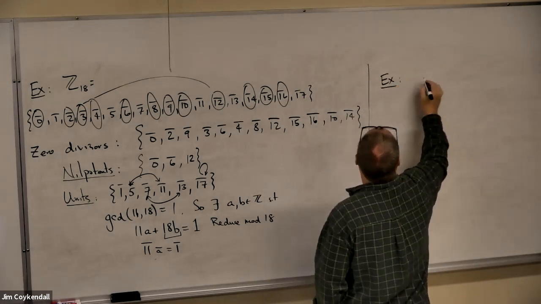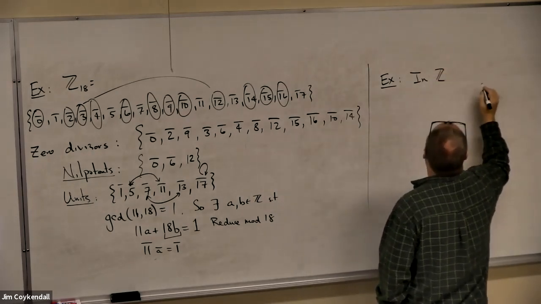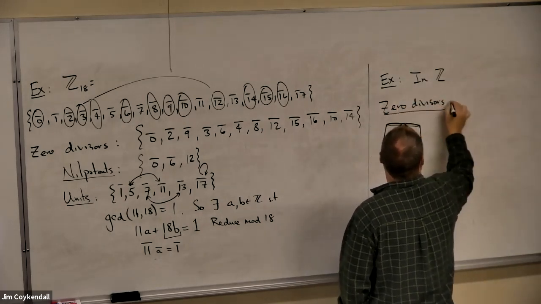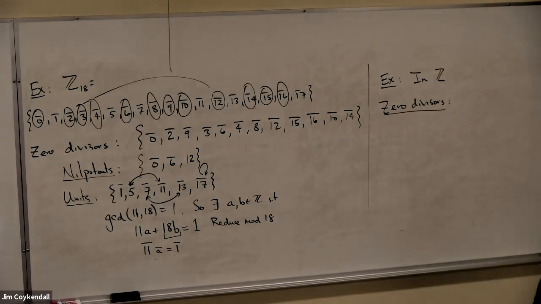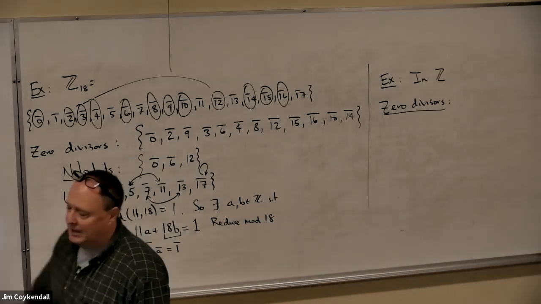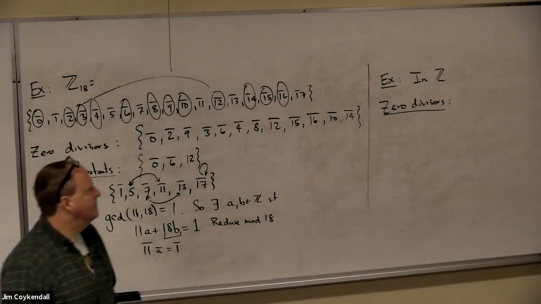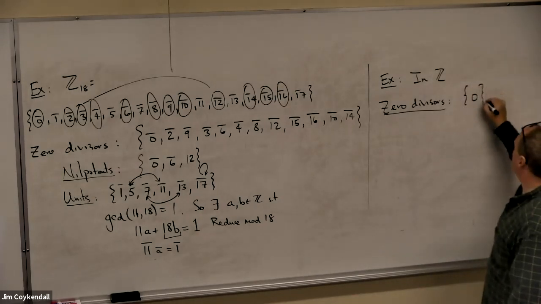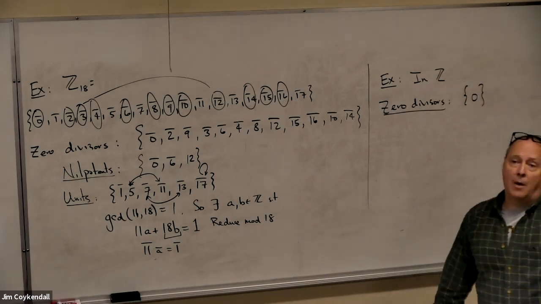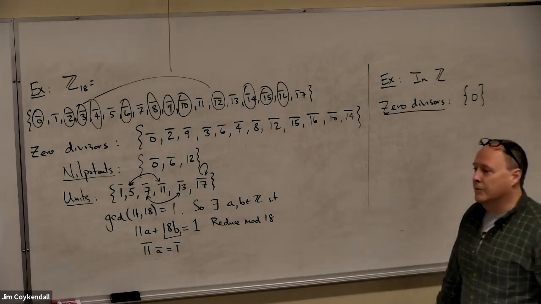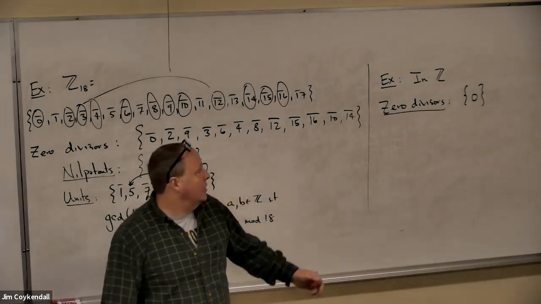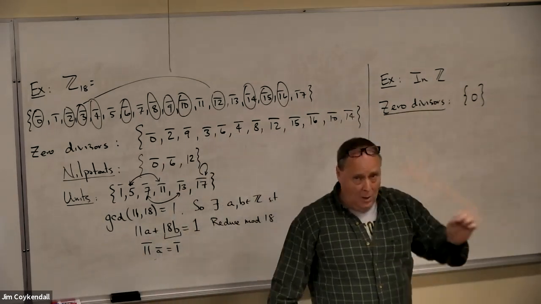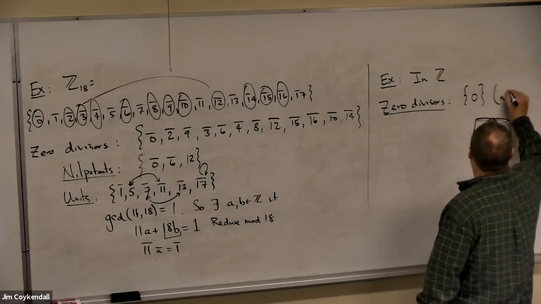Let me give you a quick example here. In the ordinary integers Z, what are the zero divisors in Z? What integer can you multiply by a non-zero integer and get zero? There's only one. That's it, right? Because if you multiply two non-zero integers, you get a non-zero integer. That's an old familiar friend. So the only way to multiply an integer by something that's not zero and get zero is if your integer is zero to begin with, right? The only zero divisor in the integers is zero.